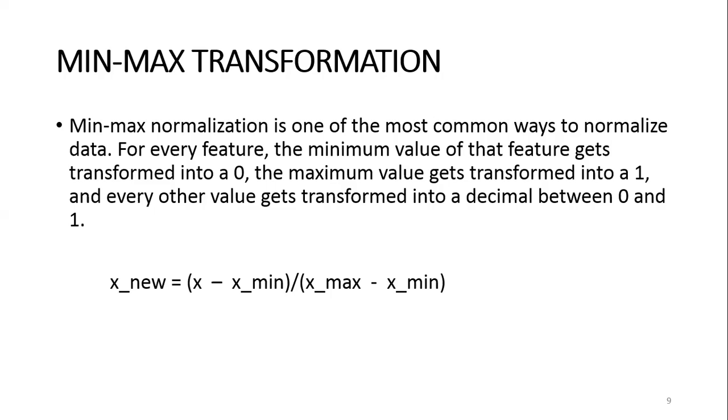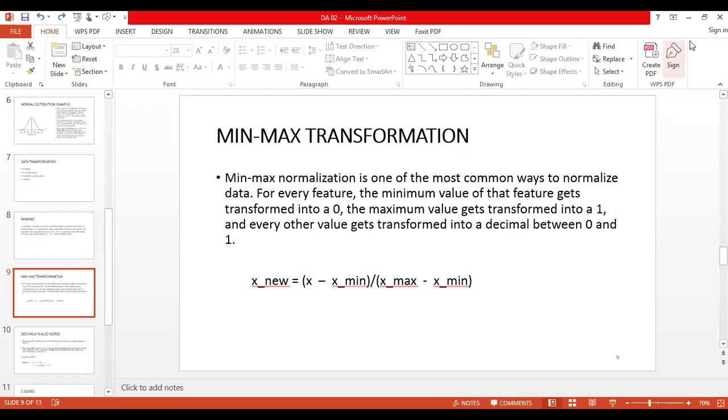So that's what happens when you do a min-max transformation. And this is the formula. You can see the formula there for min-max transformation. New value of x is equal to x minus x min divided by x max minus x min. So that is how you do the min-max transformation.